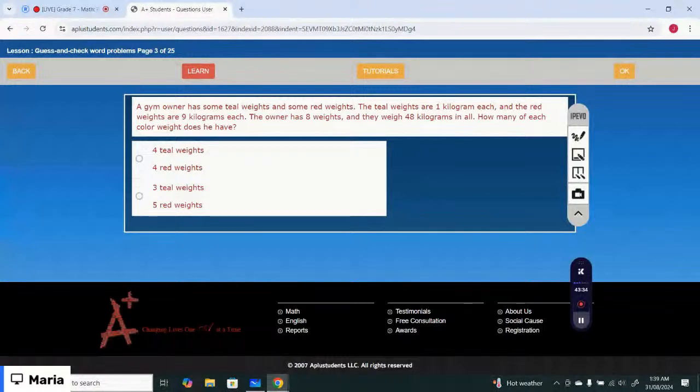The correct option is option number 2. There are 3 teal weights and 5 red weights. Option number 2 is the correct option, right? You can solve and check, option number 2 is the correct option.